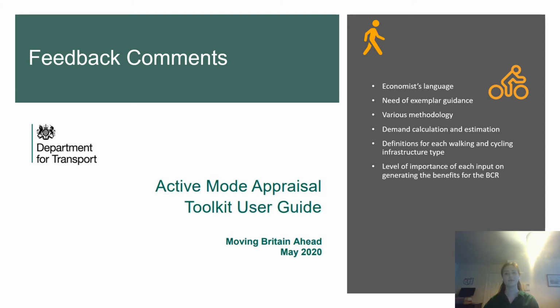Many comments have been received as part of the engagement program. However, some comments were very common, such as: TAG unit A5.1 uses economist language, so it is too technical for users with limited proficiency. There is a need for exemplar guidance, such as case studies and best practices for completion of the AMAT. The various methodologies users employ to input demand make it difficult to compare AMAT outcomes between case studies. Guidance on demand numbers, where to obtain them from, and estimating the demand with the proposed scheme would be beneficial. Provision of definitions for each walking and cycling infrastructure type, and information about the level of importance of each input on generating the benefits for the BCR.